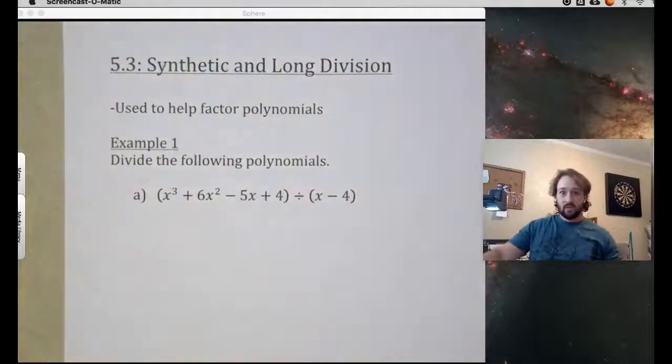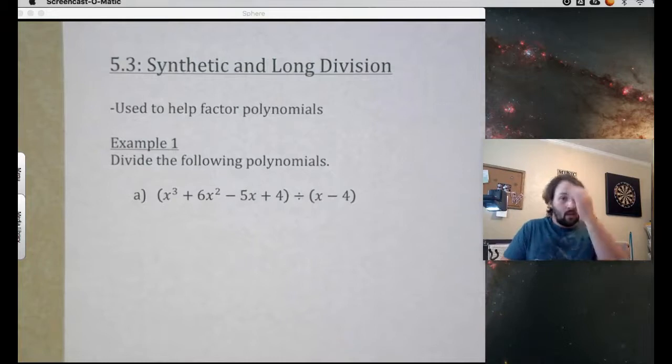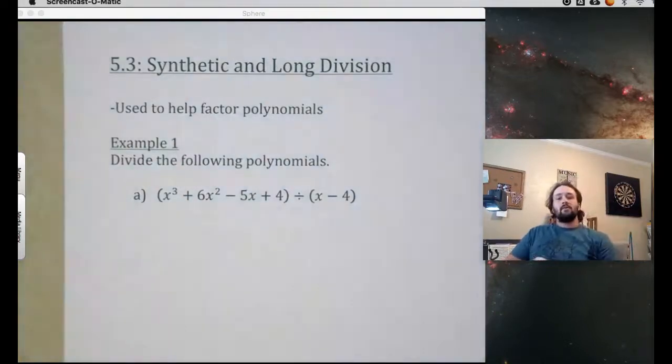All right, welcome to section 3. Getting closer. So this one is talking about synthetic and long division. Long division you learned about in 4th grade, 5th grade math, something like that.